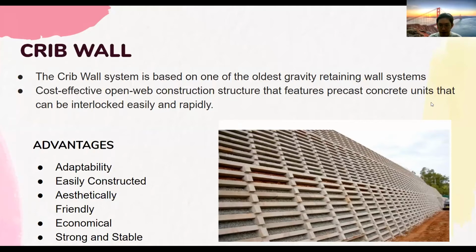It is also aesthetically friendly, where vegetation can be planted in the Cribwall to give it an environmentally friendly look. It is economical, as Cribwall is a cost-effective retaining wall solution for low height walls up to 7.5 meters. Lastly, Cribwall is a strong and stable gravity retaining wall system, especially for low height, that is up to 7.5 meters height.